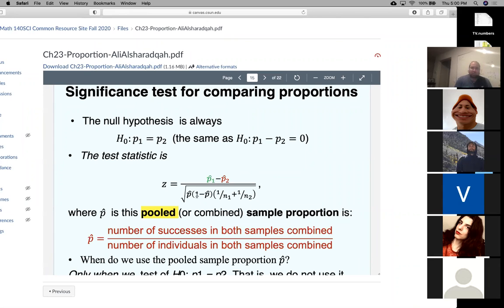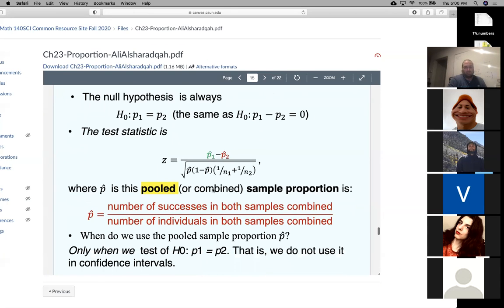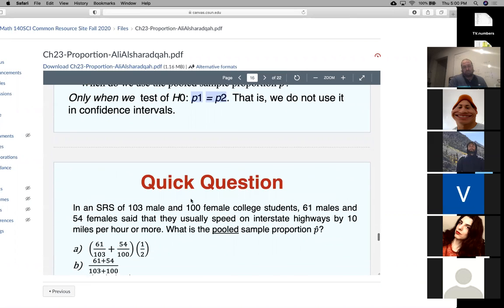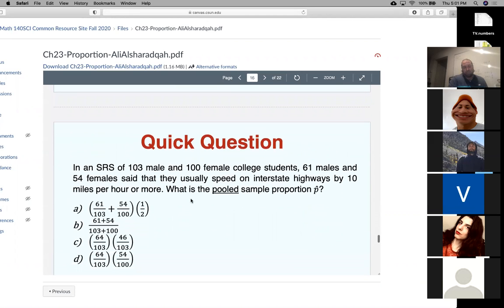Why do we pool them together? Because we're working under the assumption that they're equal, and therefore we pool them. But if the null hypothesis was anything other than this, if you had one of those rare situations where the null hypothesis was P1 minus P2 is 0.3 or something like that, then we would not use it, and we don't use it in confidence intervals. This is only in a slightly different test statistic for hypothesis testing.